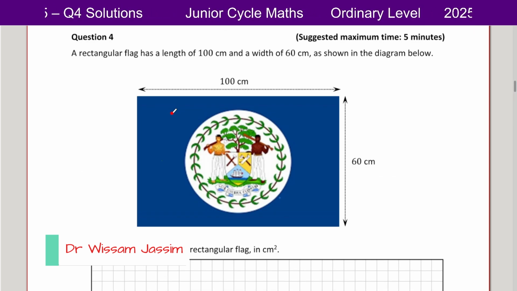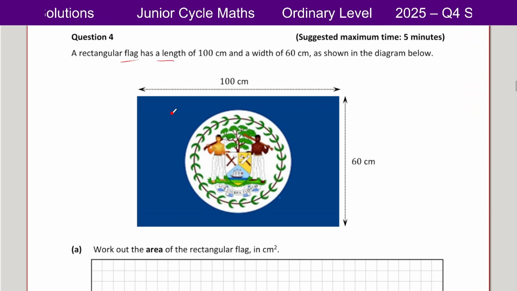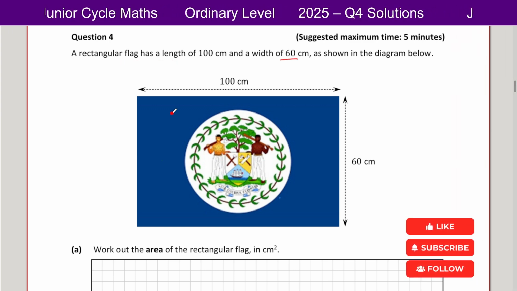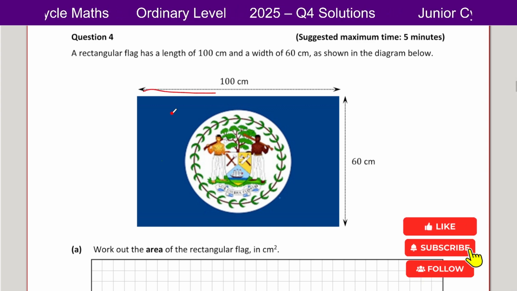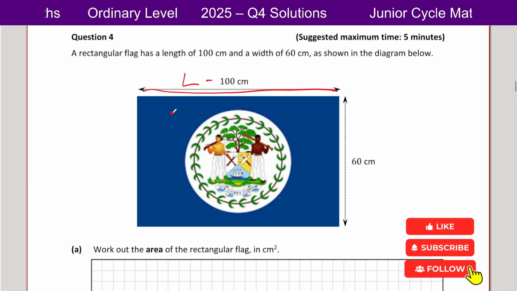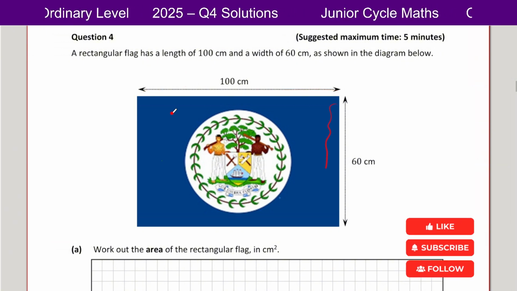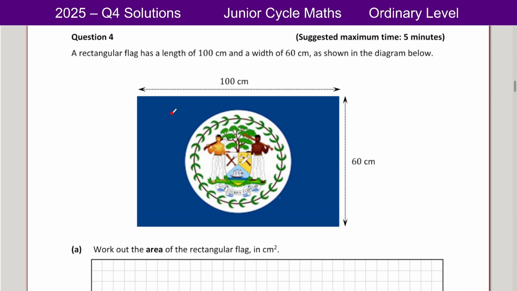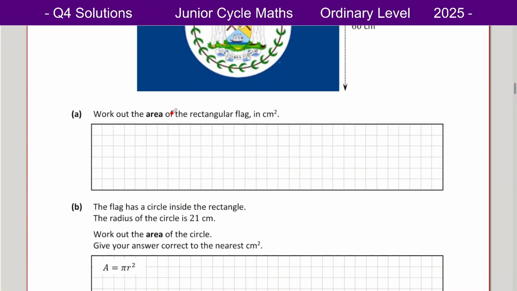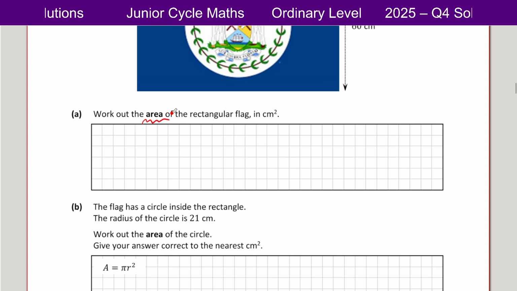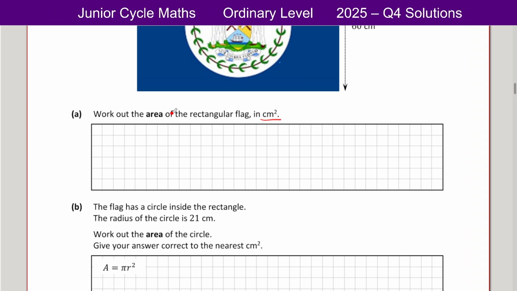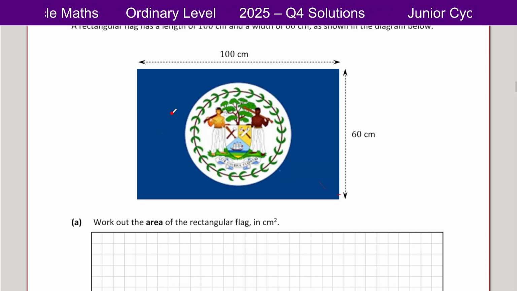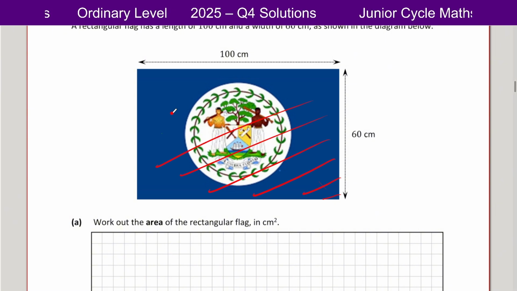It says that we have a rectangular flag with a length of 100 centimeters and a width of 60 centimeters. So we have the L, the length of the rectangle, which is 100, and the width, which is 60 centimeters. In the first part, we need to work out the area of the rectangular flag in centimeters squared.